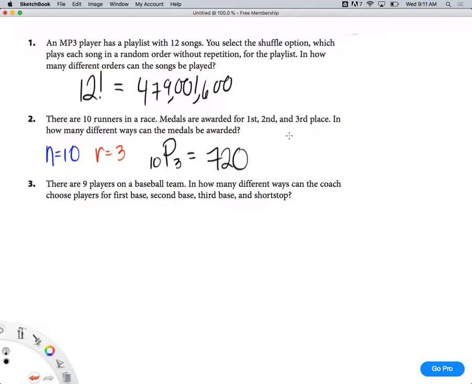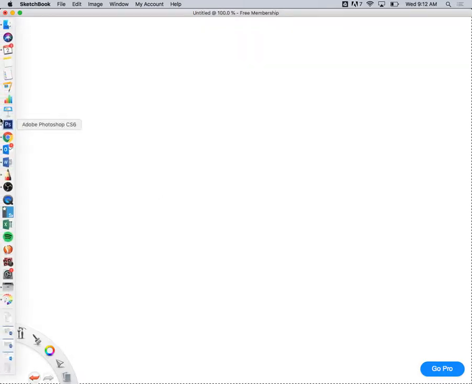All right. Next one, there are 9 players on a baseball team. N is equal to 9. R is equal to 4 because I'm choosing 4 different players. It's 9P4, which is just 3,024. Does that make sense? Okay. Next.